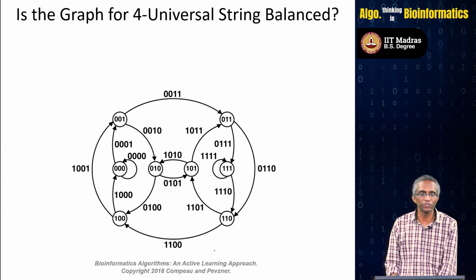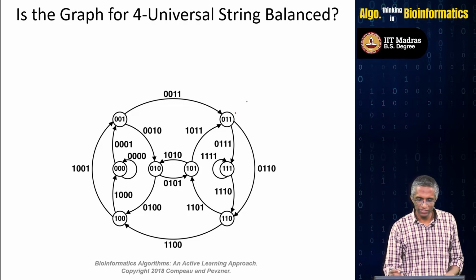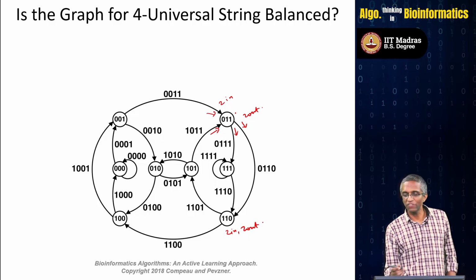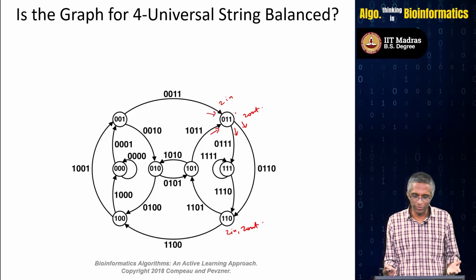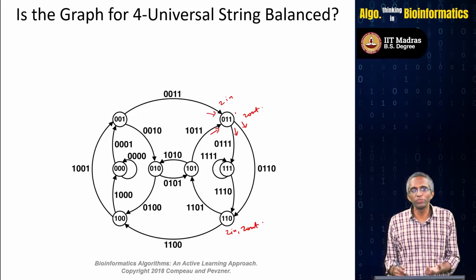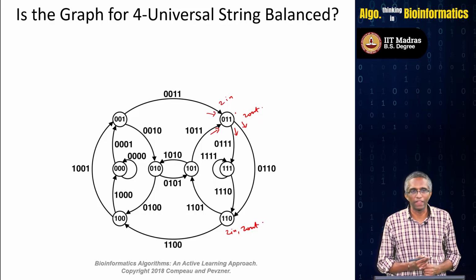So we can go back to De Bruijn. Is this balanced for every node here, right? So you have two incoming edges here, and then you have two outgoing edges. So this is 2 in and 2 out. You can look through every node here, everything will have 2 in and 2 out. So this graph is balanced actually. This De Bruijn graph for a 4 universal string that we are checking is balanced. So then this gives us hope that there is a 4 universal string if we can find an Eulerian cycle in this graph. All right.